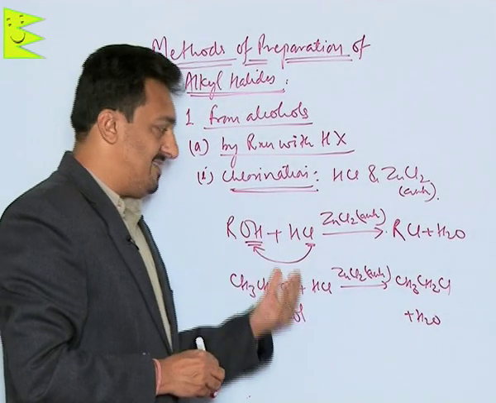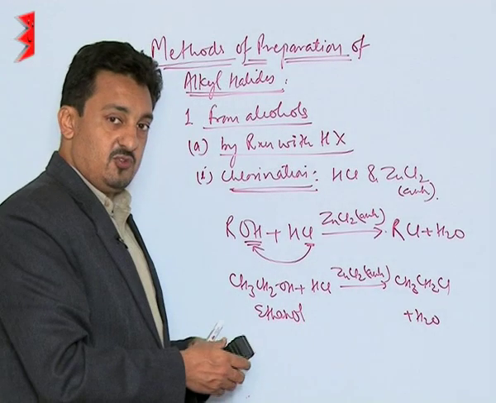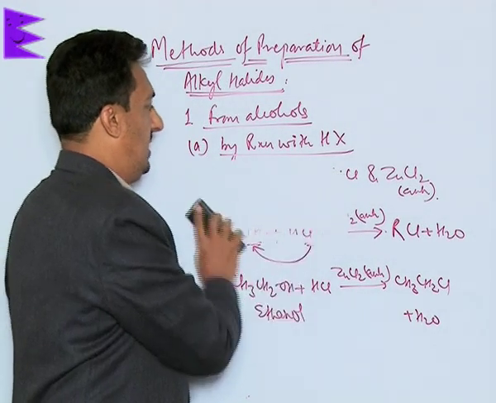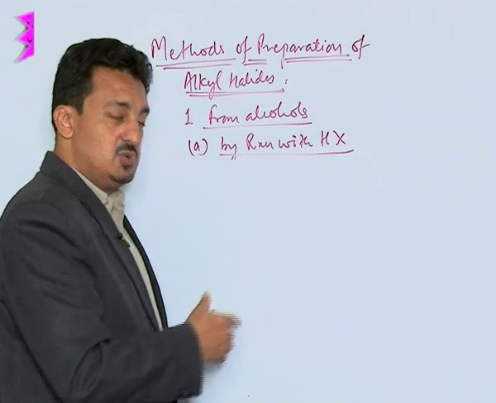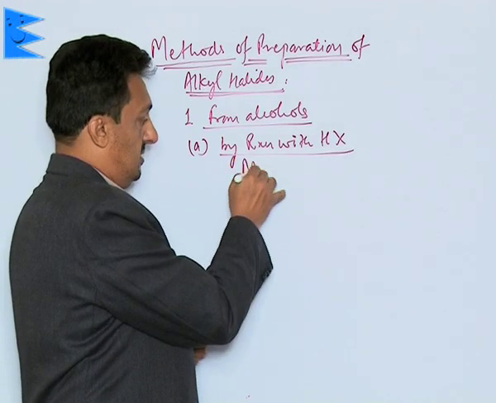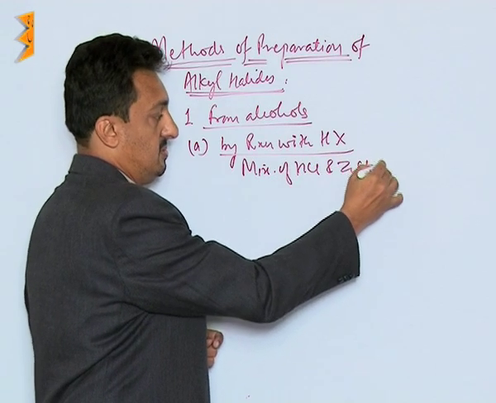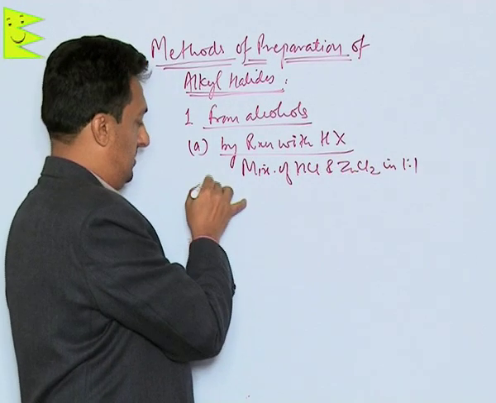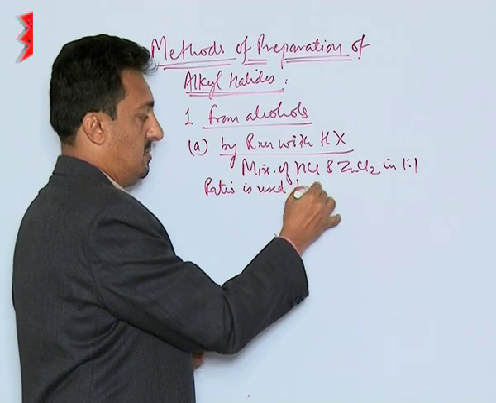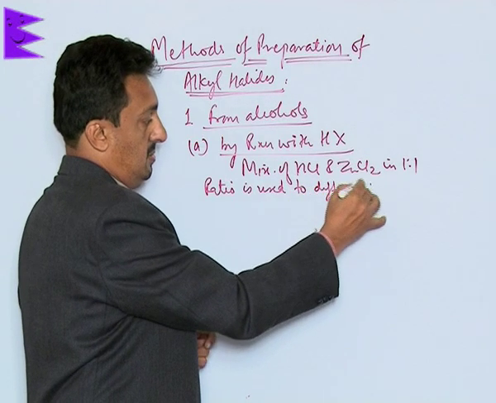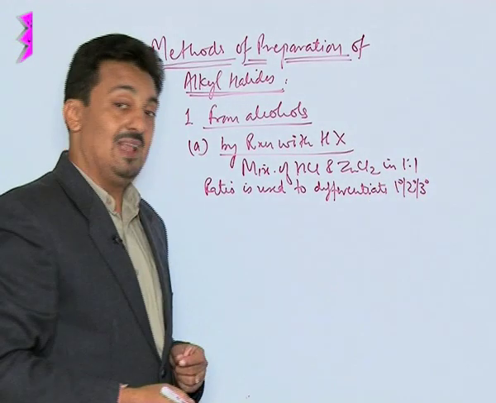Now, this HCl and ZnCl2, the mixture of these two in 1:1 ratio, is called Lucas reagent. This mixture is used to differentiate primary, secondary and tertiary alcohols.